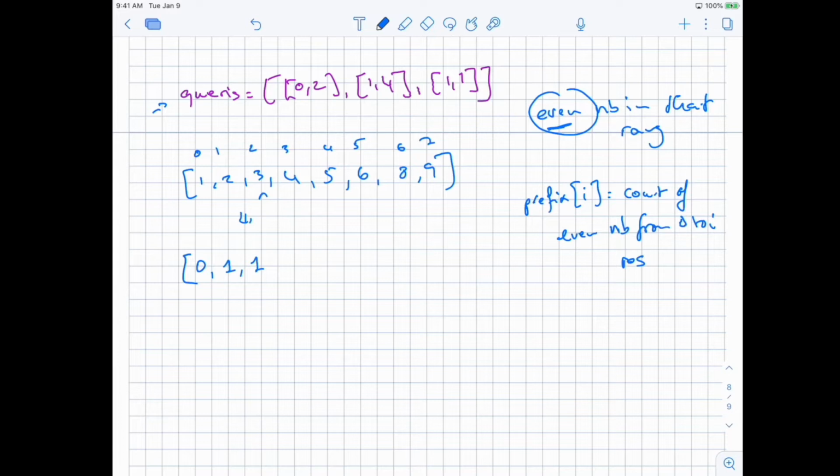So we still have 1 from the prefix I minus 1. So basically, prefix of I would be equal to prefix of I minus 1 plus basically 1 if the element at I is even, otherwise plus 0, right? So we go here, 4 is even, so we add 1 to the prefix I minus 1.